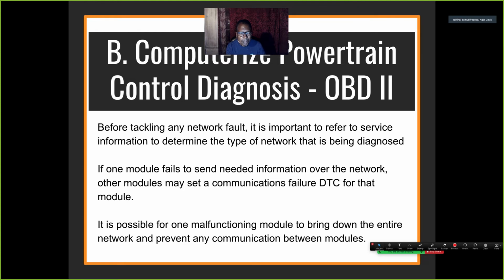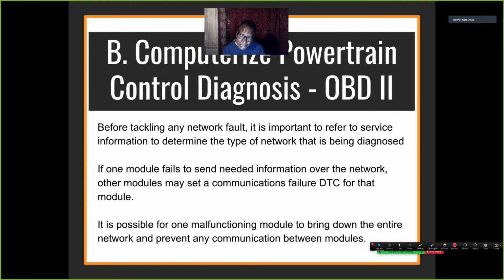If one module fails to send needed information over the network, other modules may set a communication failure DTC with that module. In other words, it might snitch on the other module. They say, "Hey, we're not receiving a signal from the ABS. We're not receiving a signal from the transmission module. We're not receiving a signal from the instrument panel module." That's what that means. So it is possible for one malfunctioning module to bring down the entire network.